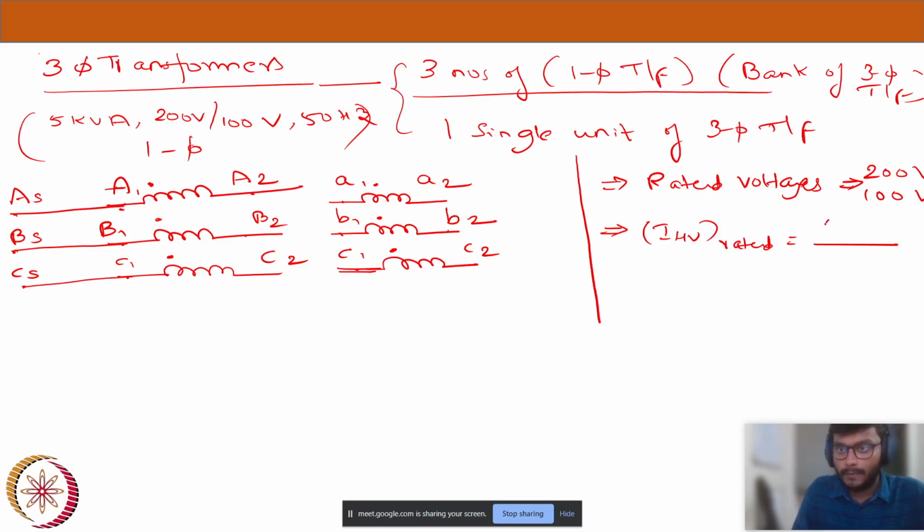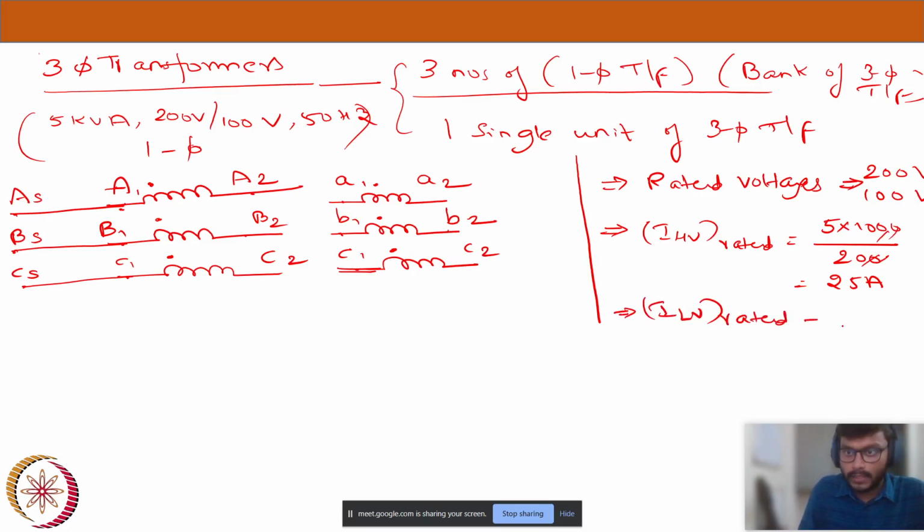Now, what is the kVA? It is 5 kVA divided by what is the HV side voltage? It is 200 volts. Now, it is 25 amps. Now, similarly, calculate the low voltage side rating. Same, 5 kVA divided by what is the voltage in LV side? It is 100 volts. Now it will be 50 amps.